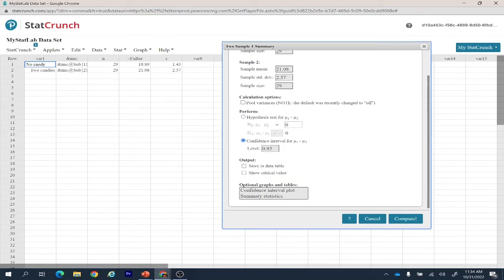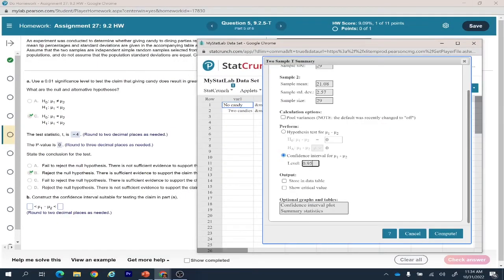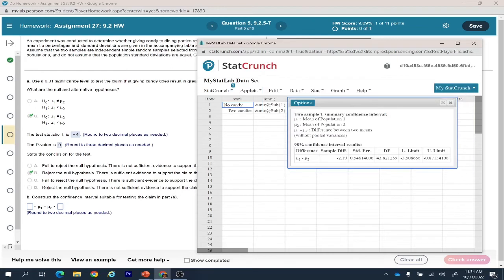We are going to find the confidence interval, and to find the confidence interval, this level can be found by using 1 minus 2 times the alpha, significance level. Here the significance level is 0.01. So you just subtract 1 minus 2 times this value, which gives you 0.98, because 1 minus 0.02 is 0.98. Now, when you hit this compute button, it gives you the lower limit and upper limit for the confidence interval.